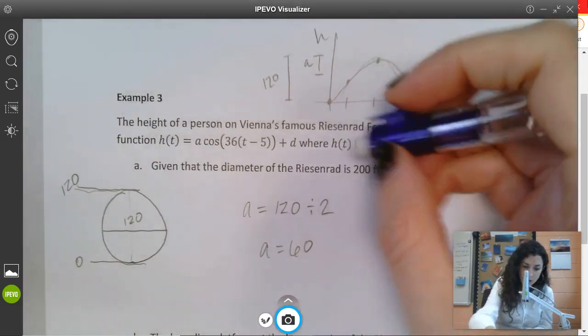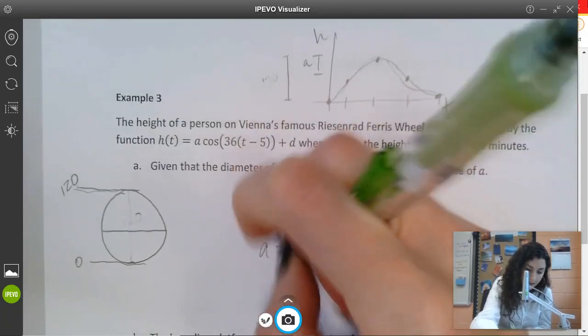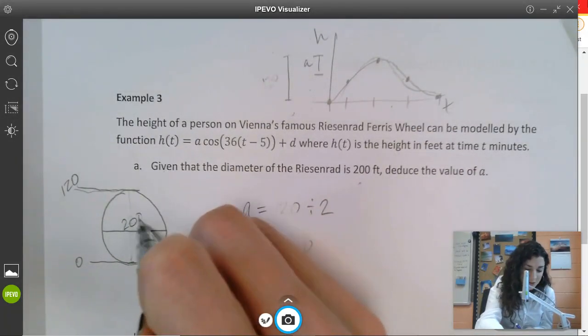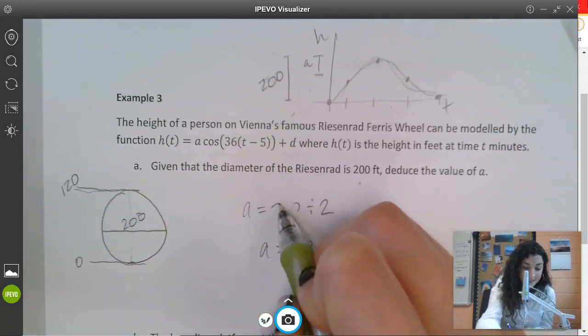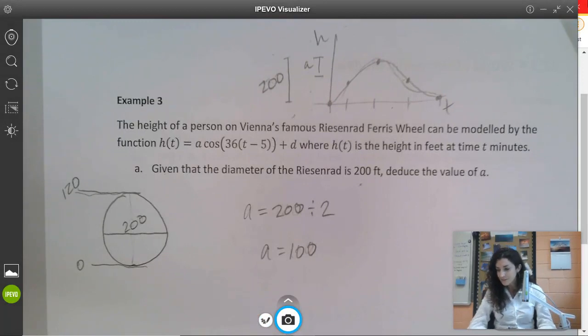Sorry, not 120. I bet you all think I'm crazy. Sorry. The diameter is 200. So 200 divided by 2 is 100.